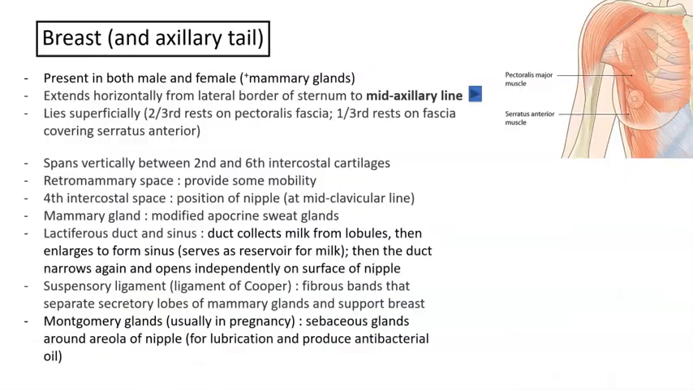Okay, and this topic also will cover breast and axillary tail. Okay, breast is present both in male and female. The difference is female got mammary glands, and it becomes more obvious especially during pregnancy. It extends, you can see from the picture here, horizontally from lateral border of sternum to mid-axillary line. Okay, I'll show you here.